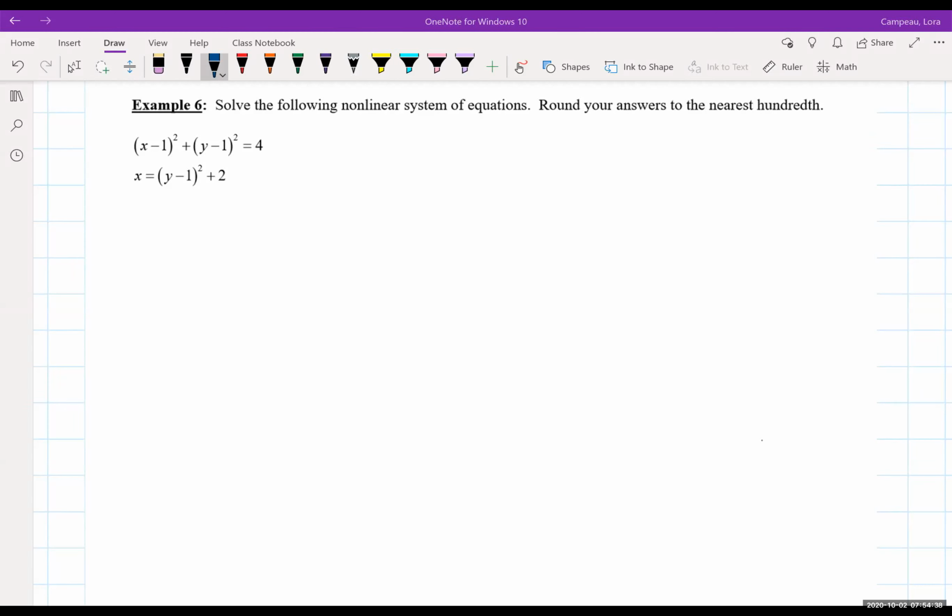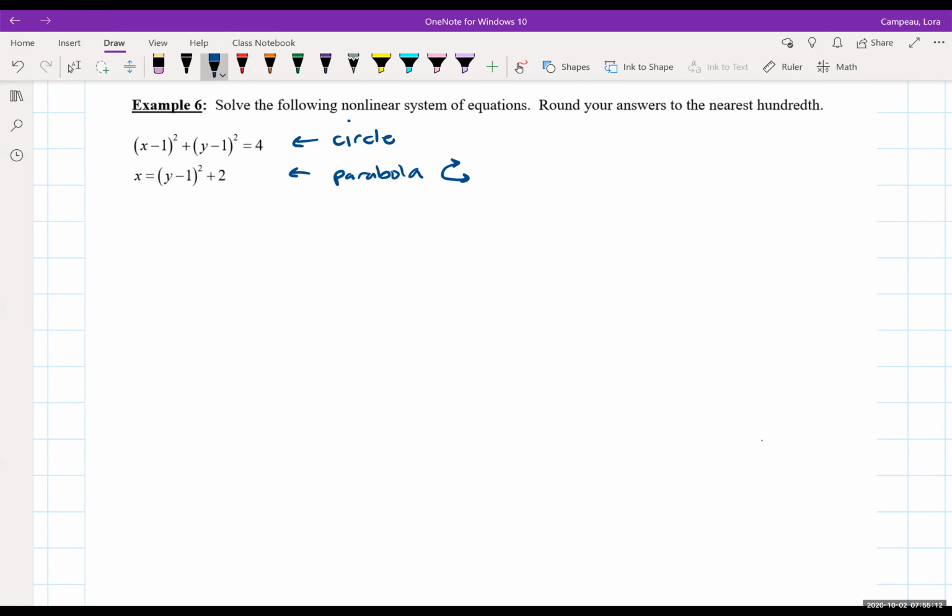Let's take a look at another example of solving a nonlinear system of equations. If you want to identify the type of conic sections we're dealing with, it appears that the first equation is a circle, and the second equation is a parabola. Actually, it's a horizontal parabola because it's solved for x, and it looks like it should be opening up towards the right. So at least that gives you an idea.